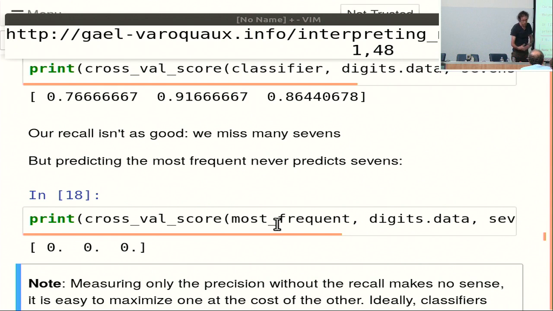So, two different ways of measuring the error: precision and recall. It's important to keep in mind that measuring one without the other doesn't make any sense. I can be terribly precise by always telling you no. I will never get it wrong. I can have a great recall by always saying yes. So there's a trade-off between precision and recall.